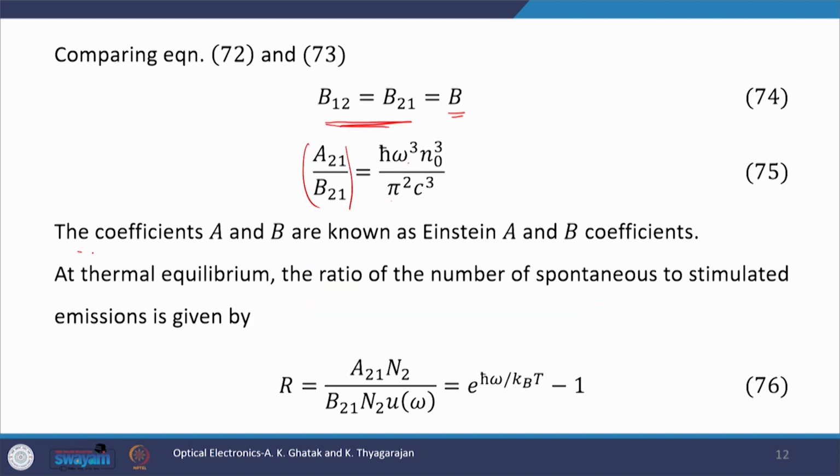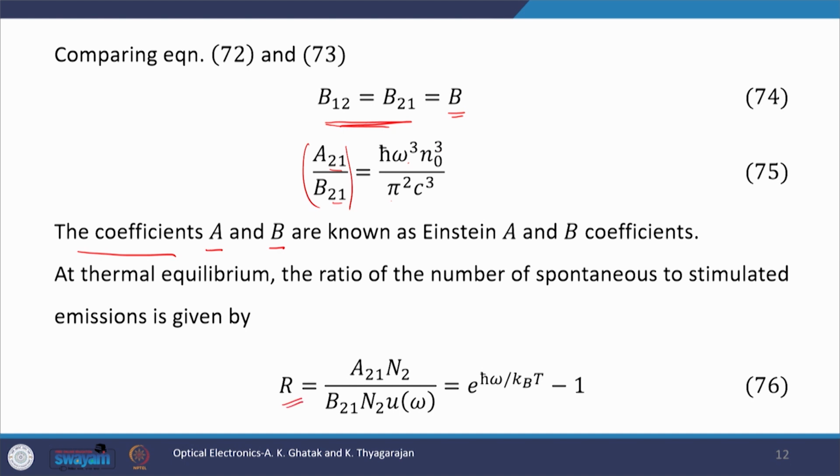Now, the coefficients A and B are known as Einstein's A and B coefficients. Here I have removed the subscripts 2 1 and 1 2 from A and B. This capital A and capital B are known as Einstein A and B coefficients. Now, at thermal equilibrium, the ratio of the number of spontaneous to stimulated emissions is given by this expression.